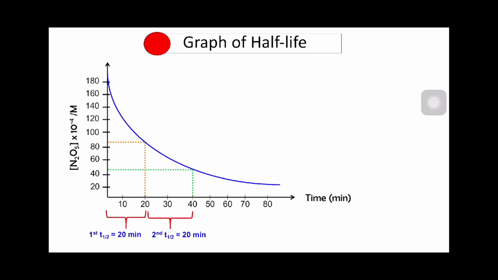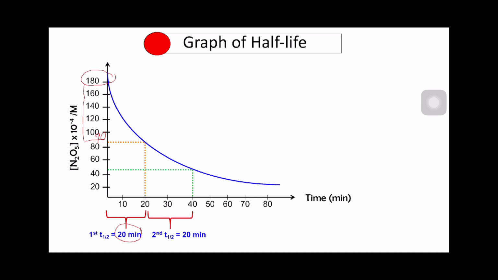The second method is the graph of half-life. To plot the graph of half-life, it is actually the concentration of the reactant versus time. So for example here, our initial concentration is 180. What is the time taken when it becomes half of its initial value? That is 90 molar. So the time taken from 180 molar to become 90 molar is 20 minutes. The first half-life is 20 minutes.